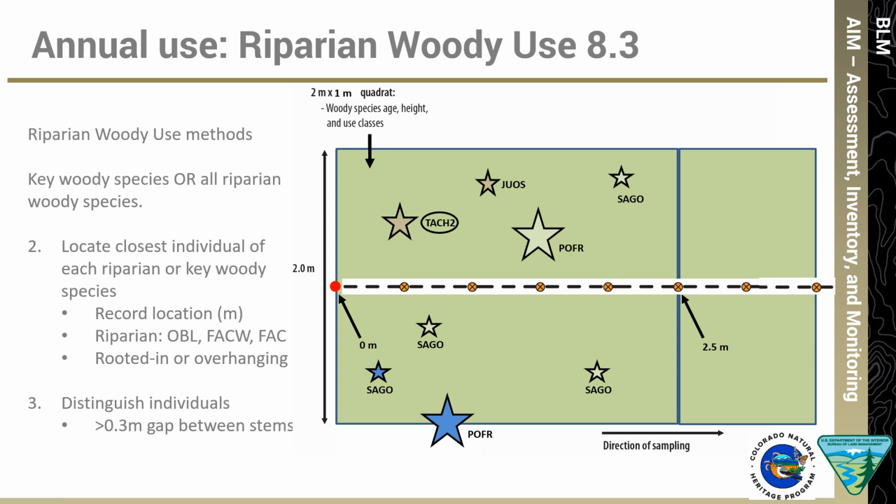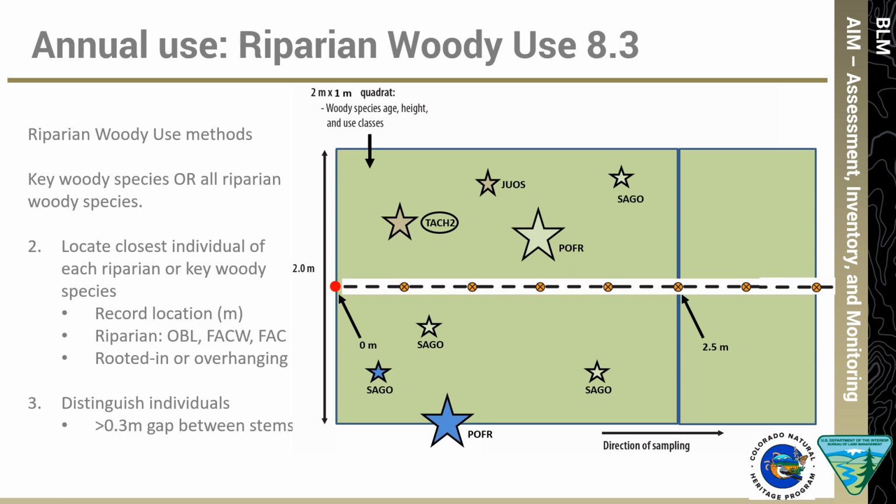Step 2 is to locate the closest individual of each riparian or key woody species rooted in or overhanging the quadrat. Record the location in meters along the transect associated with the quadrat in the loc column, for example 0, 2.5, 5, etc. Since there may be multiple woody species in the quadrat, there may be multiple lines in the datasheet for each location. Riparian woody species are any riparian shrub or tree with a wetland indicator status of facultative, facultative wetland, or obligate wetland. Key species, if used, are identified by local field offices or project leads.